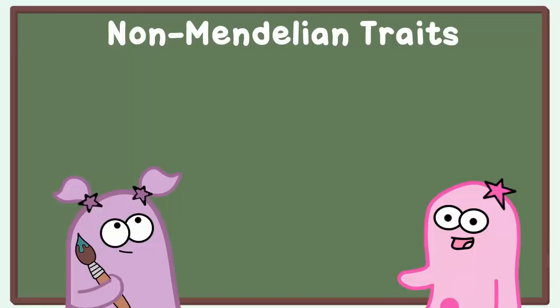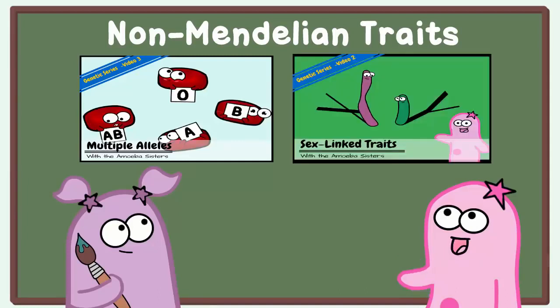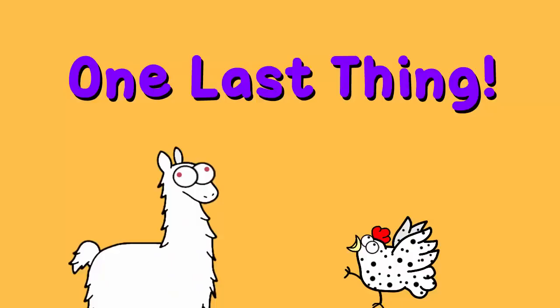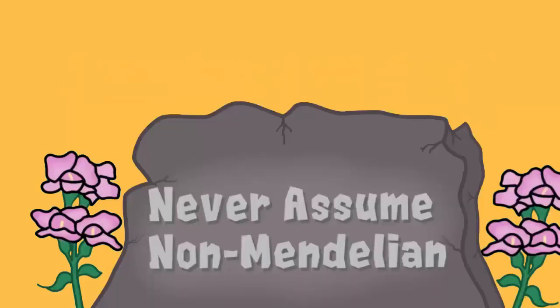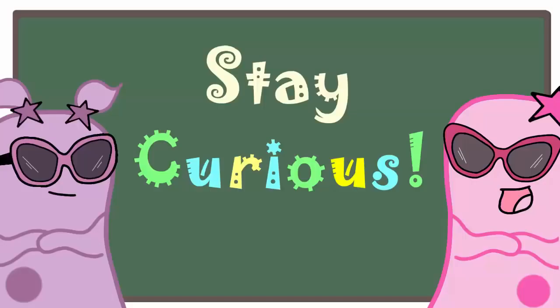Pretty interesting. There are many other non-Mendelian traits. We have another video on multiple alleles and a video on sex-linked traits. These are also non-Mendelian. It's kind of fascinating to see what can happen when you have these rule breakers. One last thing, keep in mind that when problem solving in genetics, you do not want to just assume it's non-Mendelian unless you are provided information or clues in the problem that it might be. Well, that's it for the Amoeba Sisters, and we remind you to stay curious.